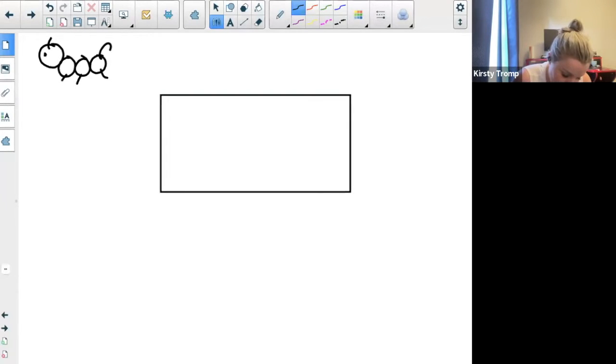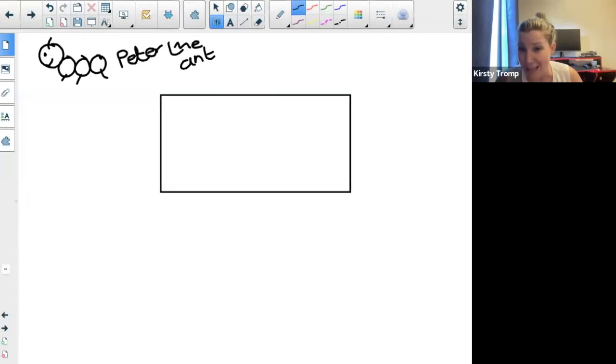His name is Peter. I don't even know if ants have tails. I don't think so. I'm going to rub it out. All right, so his name is Peter the ant. Welcome, everybody. This is my friend, Peter the ant. He is how I remember area and perimeter. When I do perimeter and area, I think of Peter the ant.